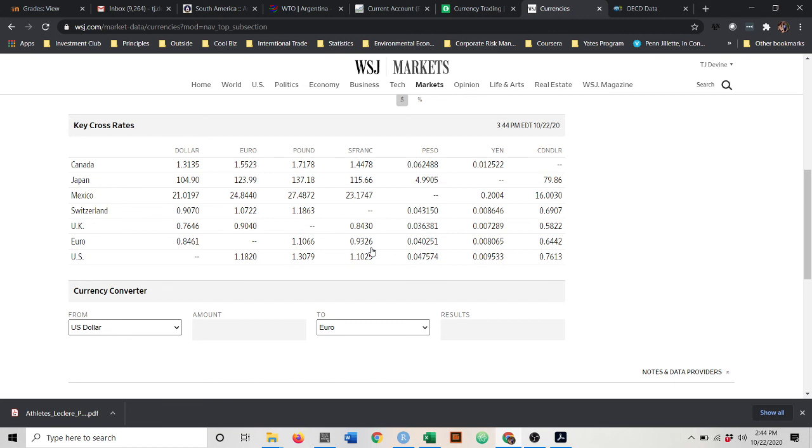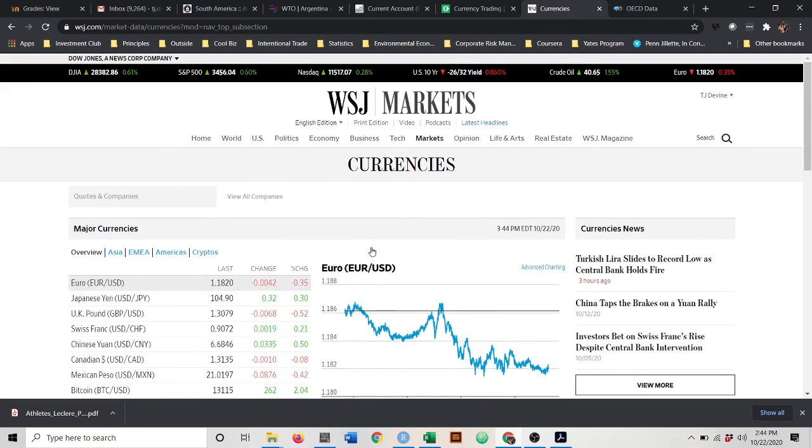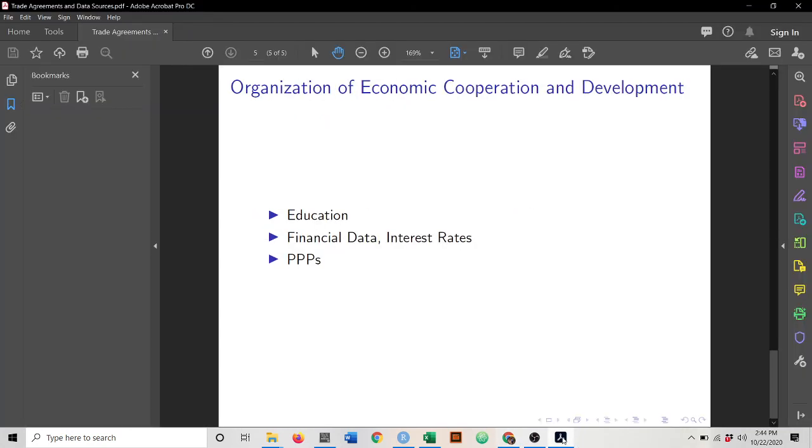All right, so this is a good place to come. You're going to start looking at essentially what's happened to the exchange rate of your country over time. Here you can get a picture of what it looks like.